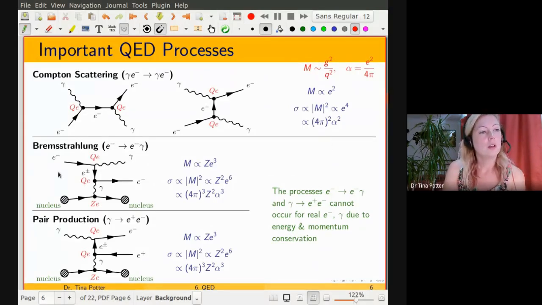One other common QED process is Bremsstrahlung, where an electron emits a photon in the presence of matter. So if we had an electron in a vacuum emitting a photon and staying as an electron, we did this in chapter 4 in the standard model. We showed that that's not a real process. One of those particles has to be virtual. Something else has to happen to it. It has to remain an internal line. And so this is what's happening here.